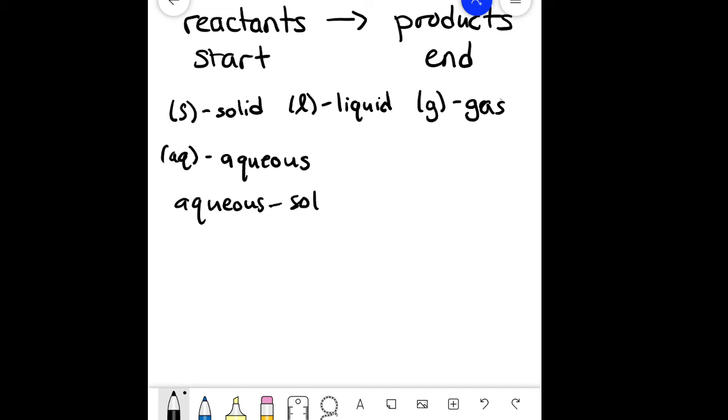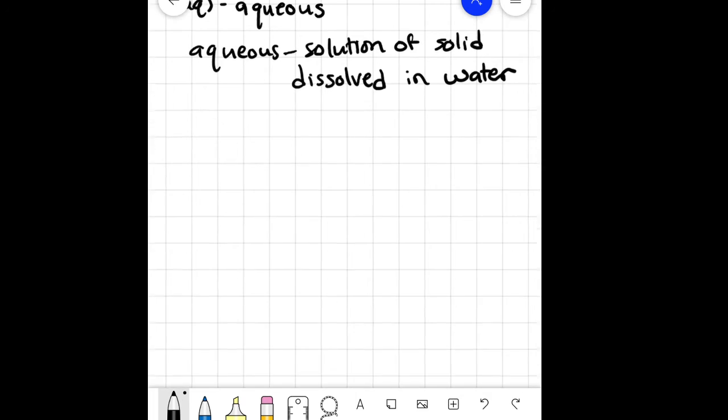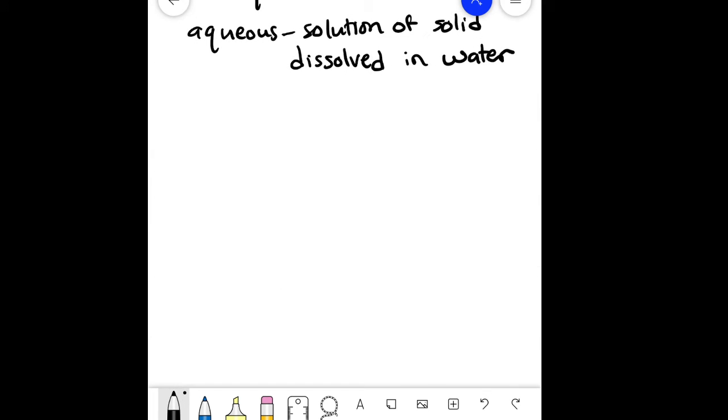So it's a solution of a solid dissolved in water. And that just really happens to make it easier for equations to occur, because if you put two solids together, that's probably going to take a long time. And so with the water, it helps speed up that reaction. And as we've seen by now, the aqueous and the solid are going to come into play with the solubility rules.